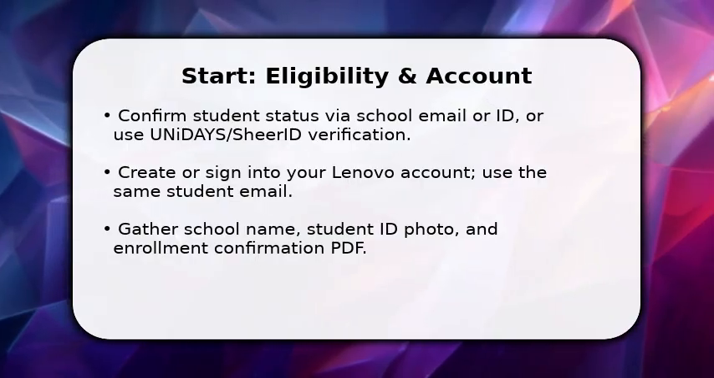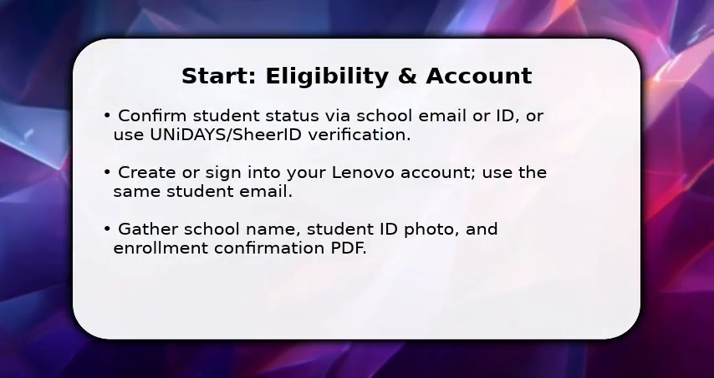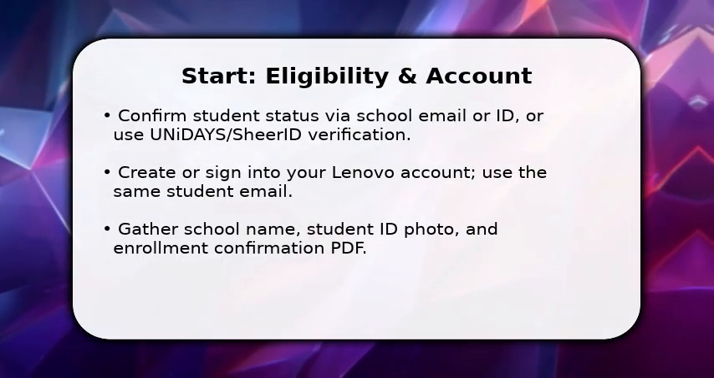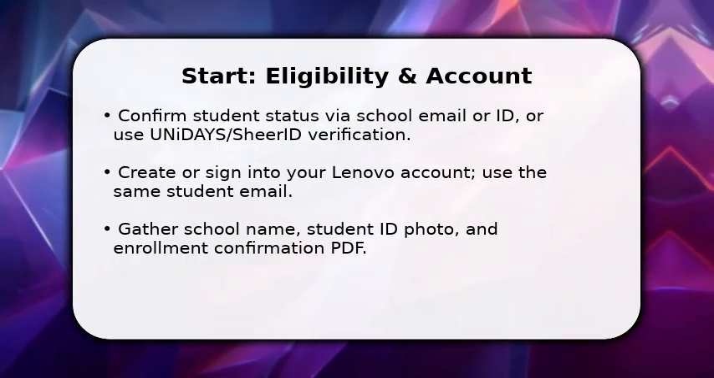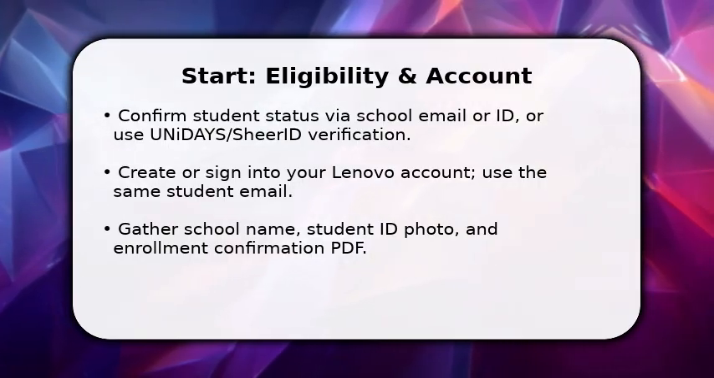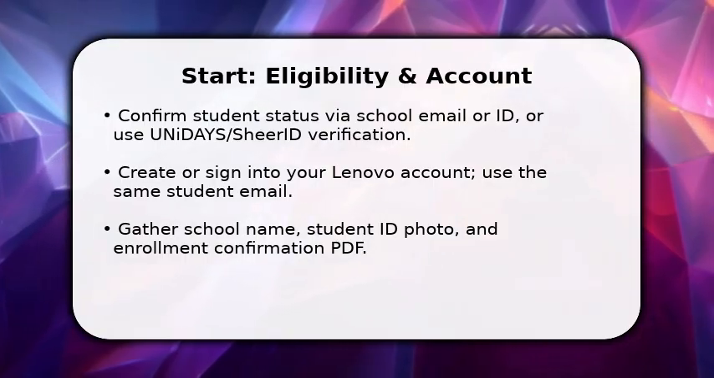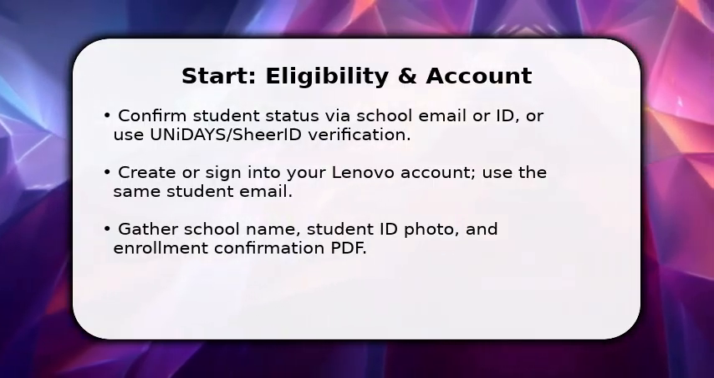You start by proving you are eligible. Use your school email or an enrollment document so verification is immediate. Once you have that, sign into or create a Lenovo account using your student address. This links identity to discounts. Make sure to keep a clear photo or PDF of your student ID ready because you will upload it.